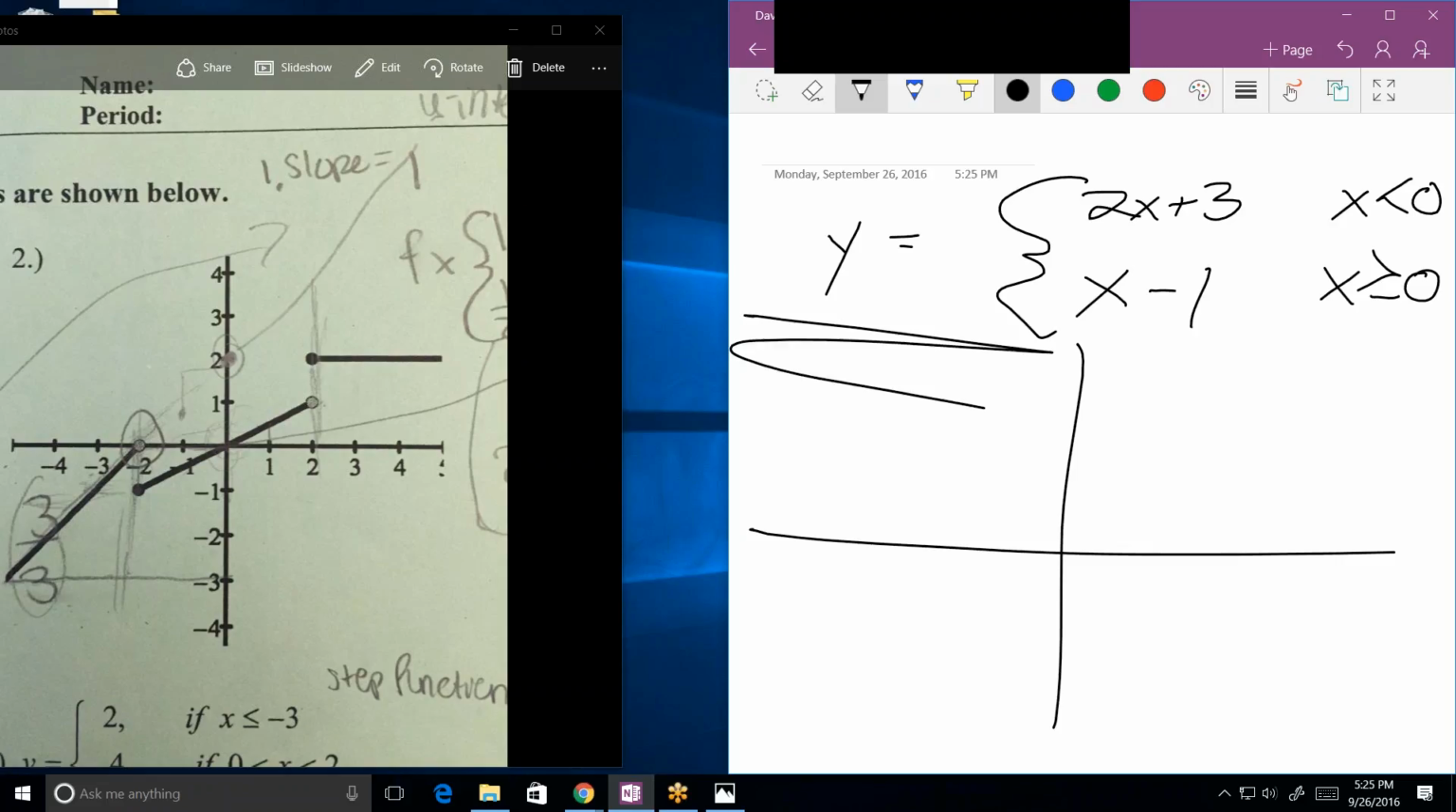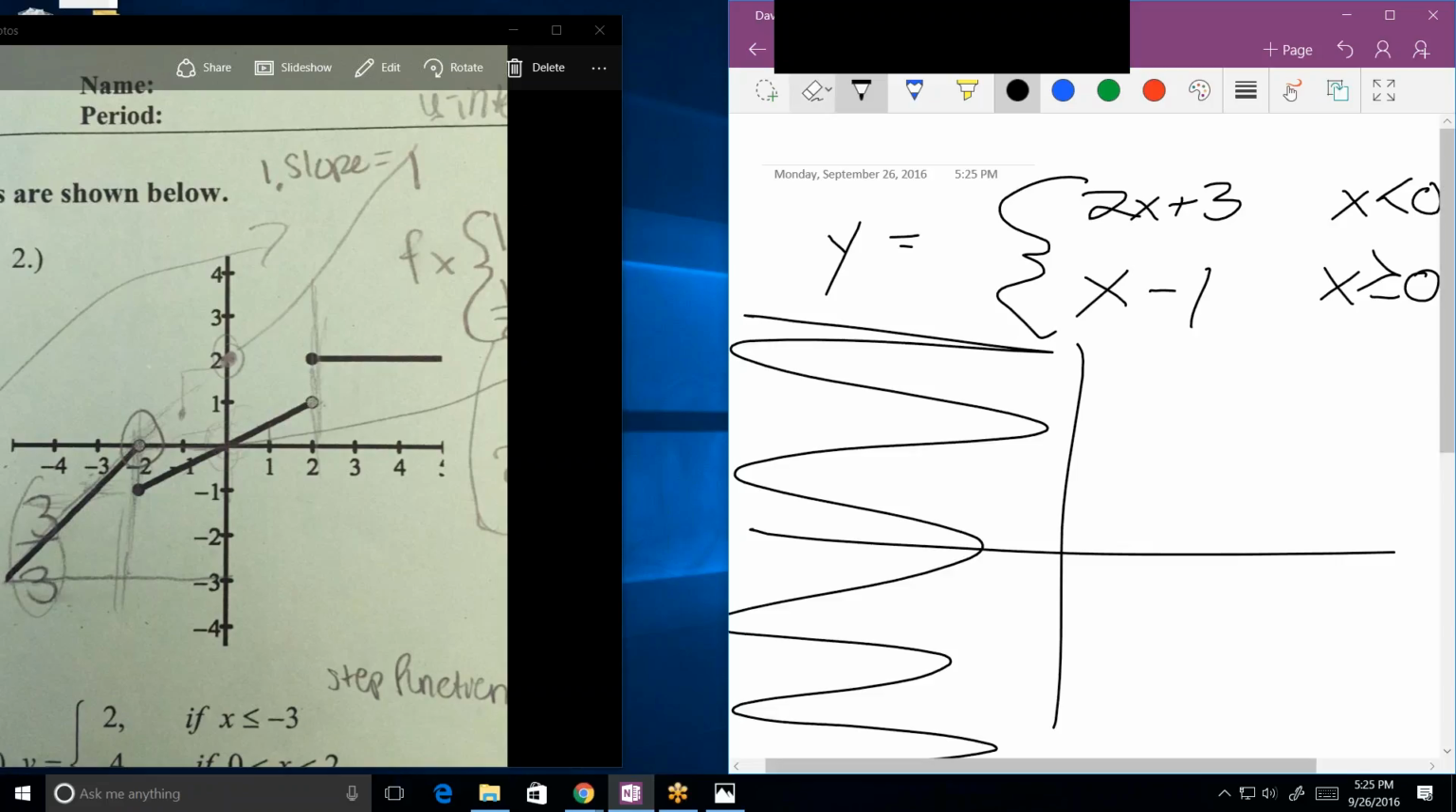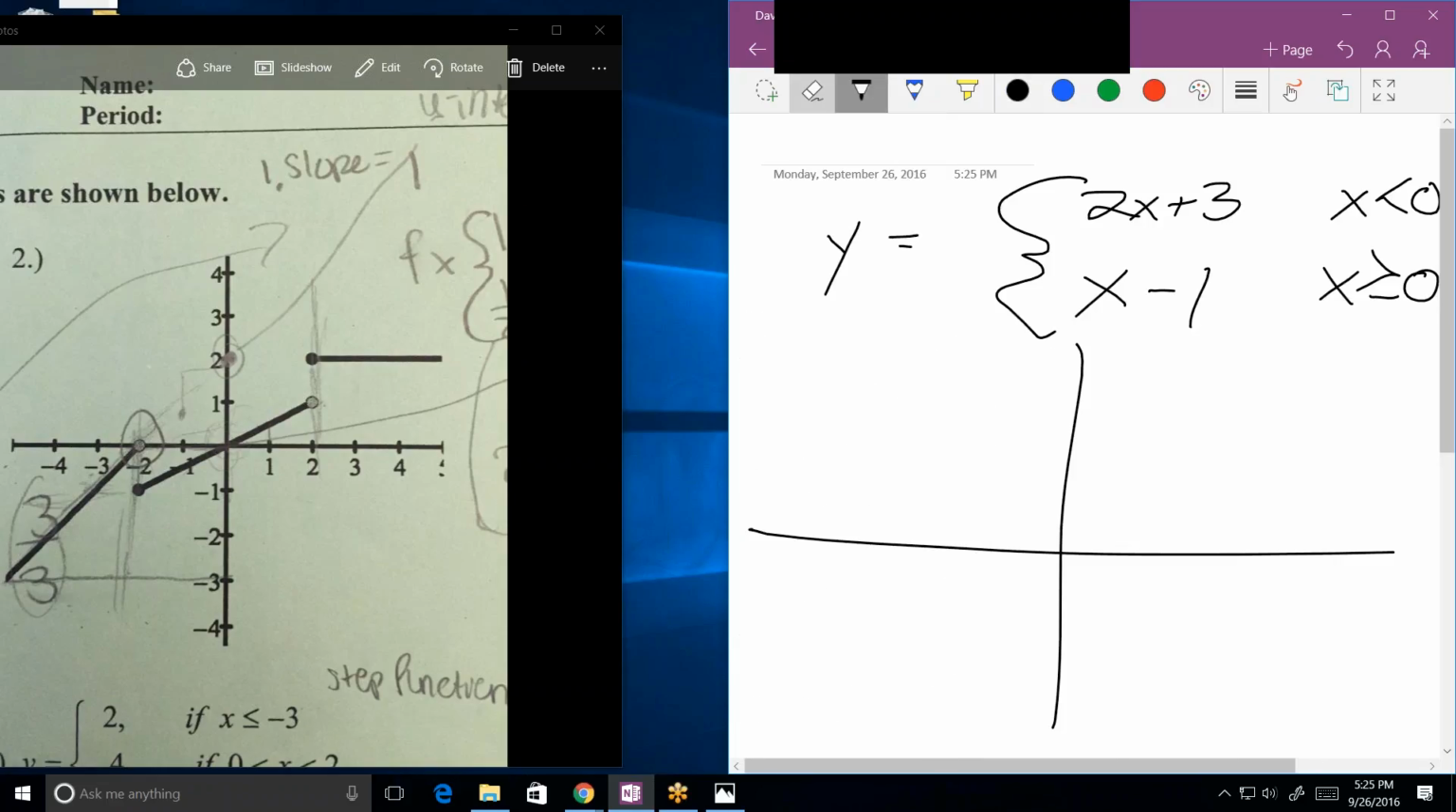So this whole area over here is where I'm going to draw this first function. And the first function is 2x plus 3. Where do I start that? At plus 3. And then would it be an open or closed circle? It would be an open one. And then we would go up 2 to the left 1.